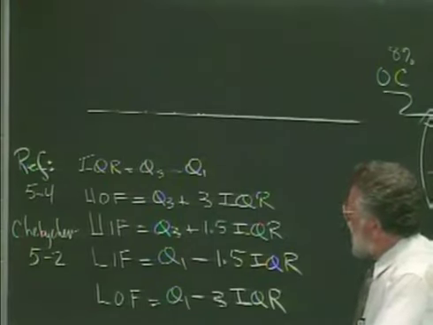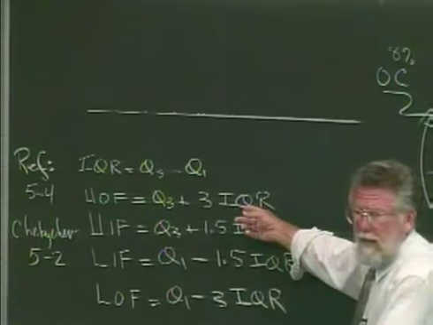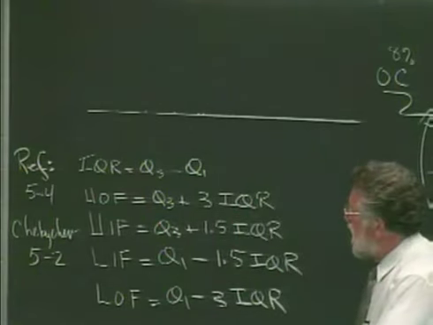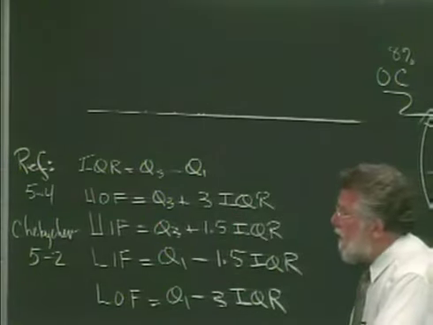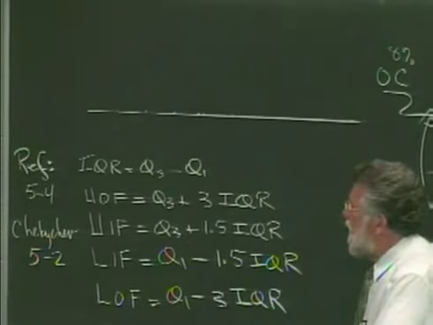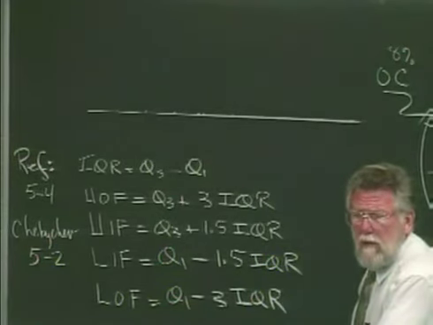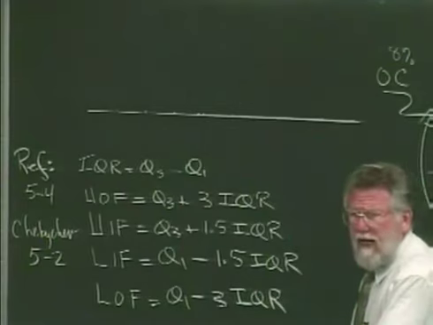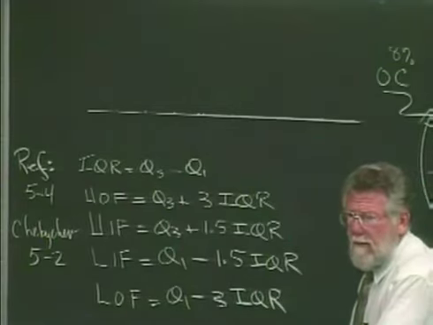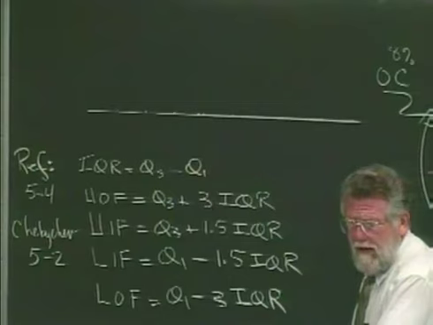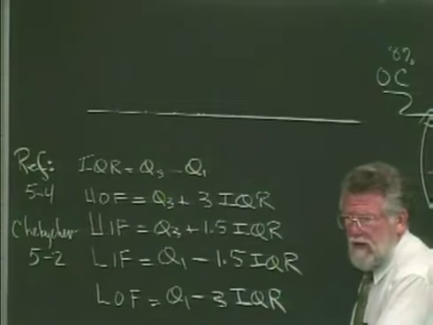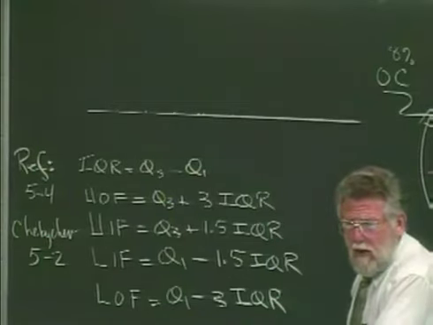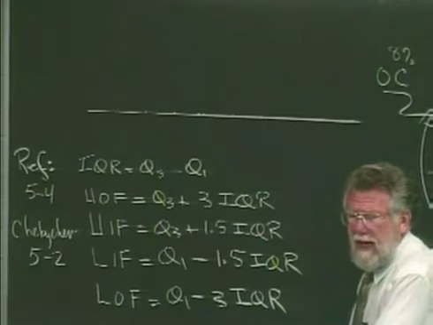So the UOF that you see here is upper-outer fence. The I refers to inner, and the L refers to lower. And I'm giving you a reference. This is on page 5-4 of your lab manual. So you open up your lab manual now to lab number 5, page 4. And here are your formulas. They, again, are not in your text.